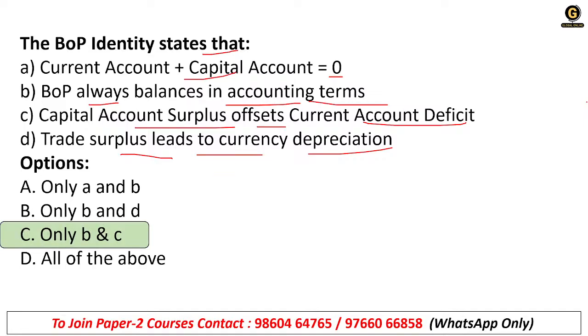So B and C is the correct one. BOP always balances in accounting terms, correct. Capital account surplus offsets current account deficit. Current account plus capital account is equal to 0, it is not 0, it is never zero. Trade surplus leads to currency depreciation, that is also not correct.